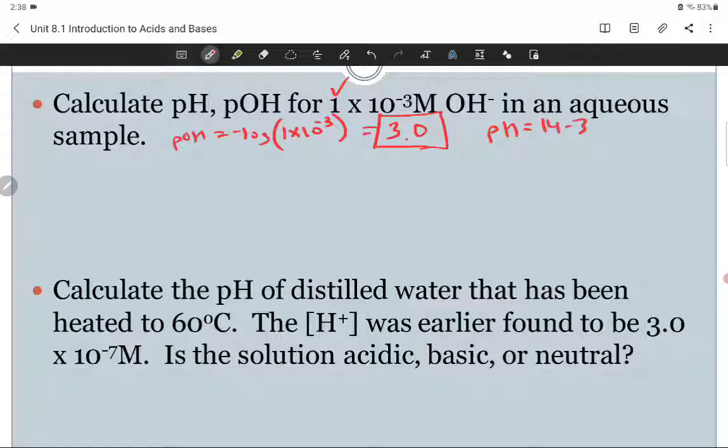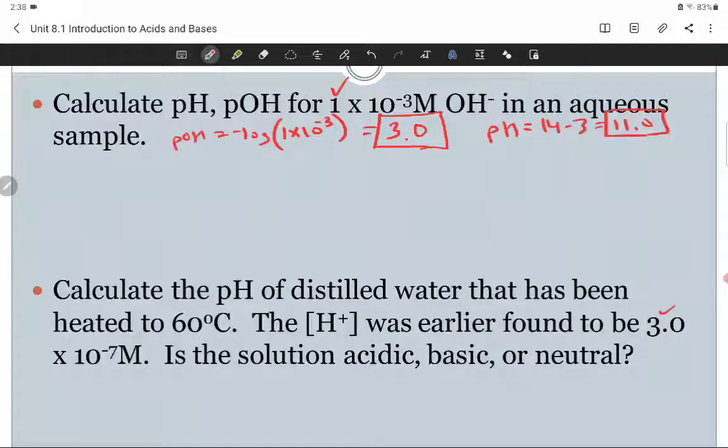I'm sorry, pH plus pOH equals 14. So if I do 14 minus 3, I would get 11.0 for the pH. Okay. We have distilled water. We have 60 degrees Celsius. We have the hydronium concentration.